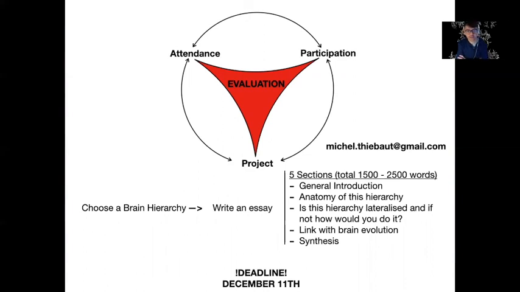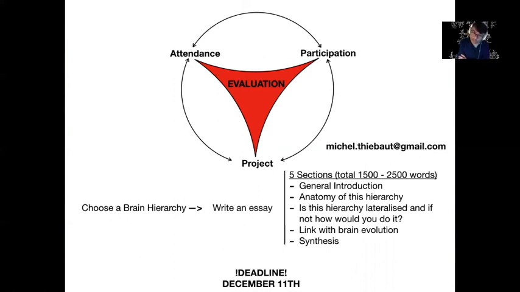And the last part of the evaluation is a little project. It is an essay that I'll ask you to write and send to me before the 11th of December on the subject of brain hierarchy. So I need you to choose a hierarchy of your choice in the brain, such as a visual ventral stream, anterior-posterior organization of the frontal lobe, the temporal semantic system. You have a lot of hierarchies in the brain. Please surprise me and find some things that I don't know.